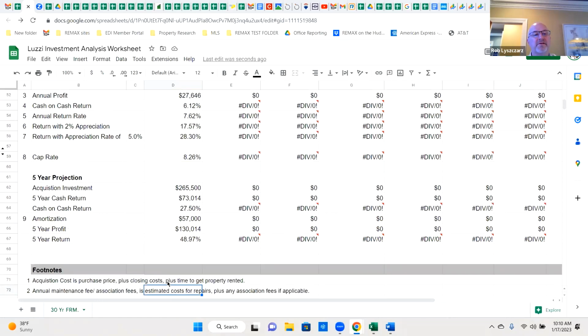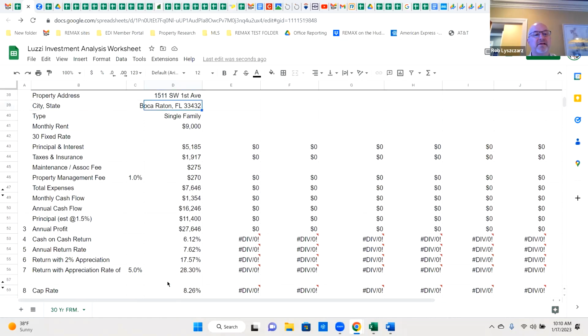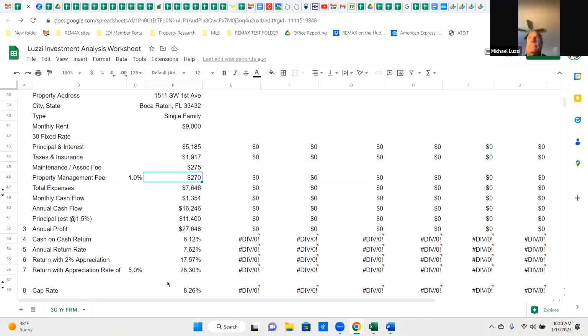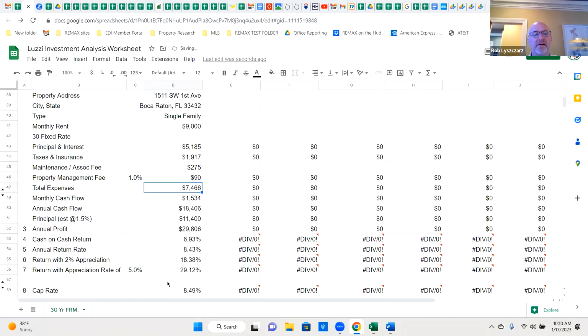Here's your details. Principal and interest 5815, taxes and insurance are basically 2,000 a month. Maintenance fee 275. Property management, I put it as a very low 1%. That doesn't seem right. Let me just double check the formula. Oh no, this is 3. This is 1. Total expenses.